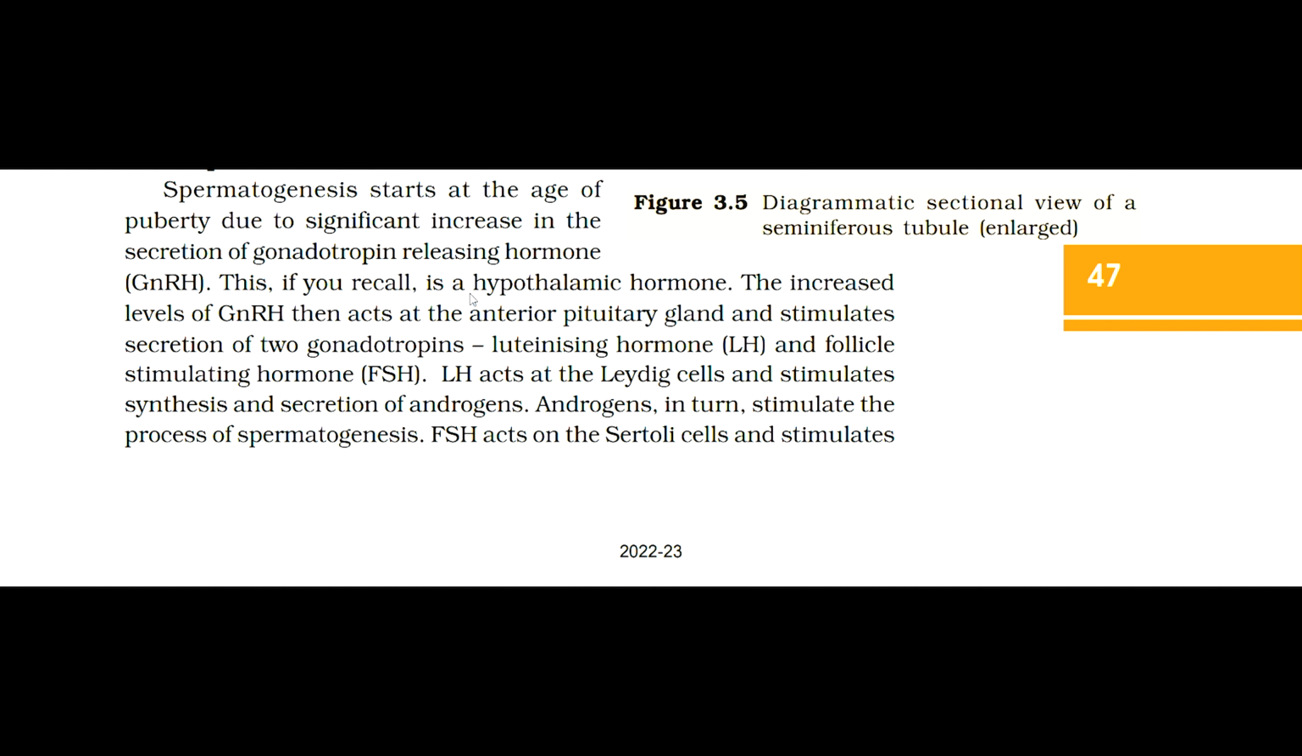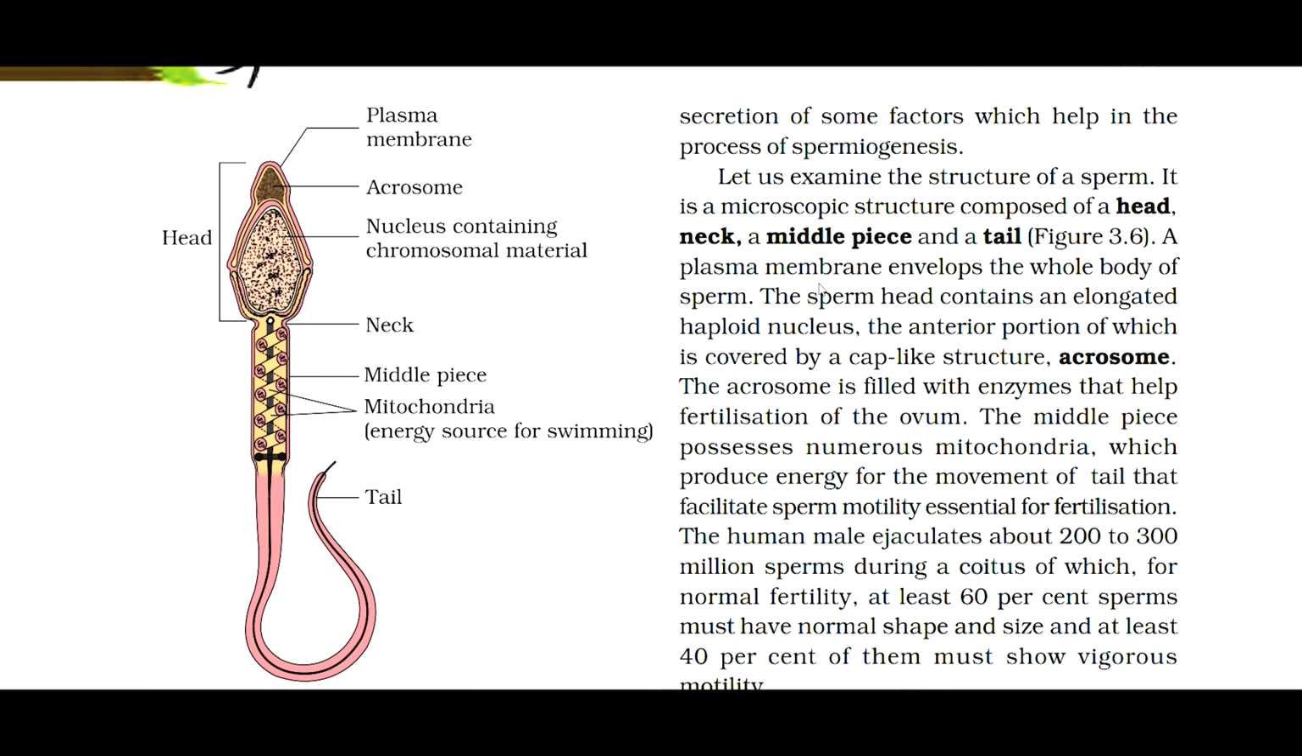The increased level of GnRH then acts at the anterior pituitary gland and stimulates secretion of two gonadotropins, luteinizing hormone, which is LH, and follicle stimulating hormone, which is FSH. LH acts at the Leydig cells and stimulates synthesis and secretion of androgens. Androgens in turn stimulate the process of spermatogenesis. FSH acts on the Sertoli cells and stimulates secretion of some factors which help in the process of spermiogenesis.